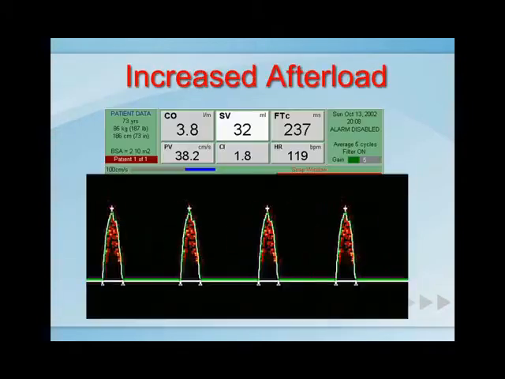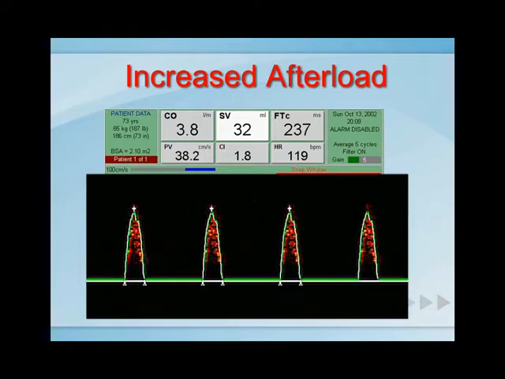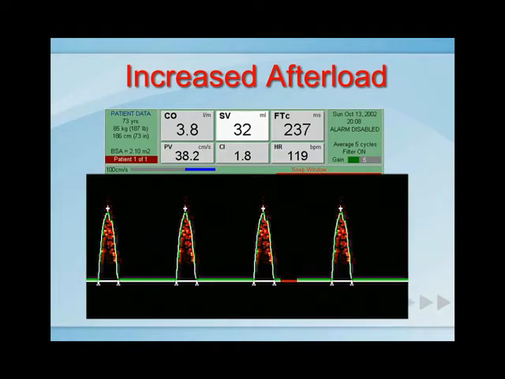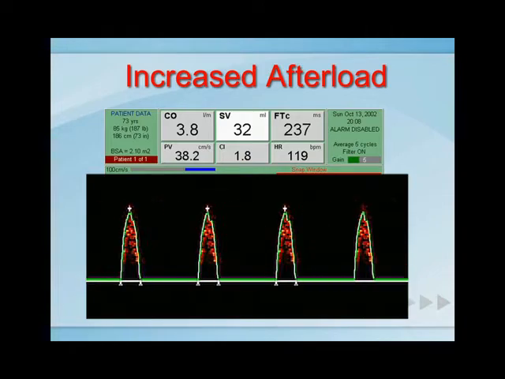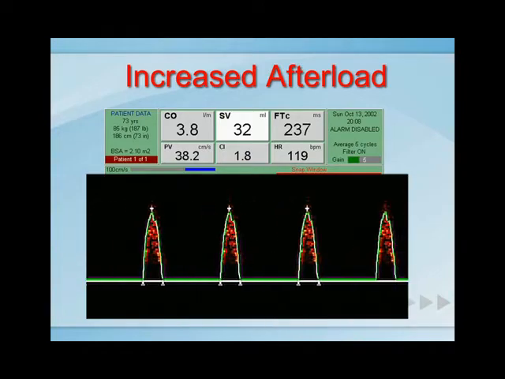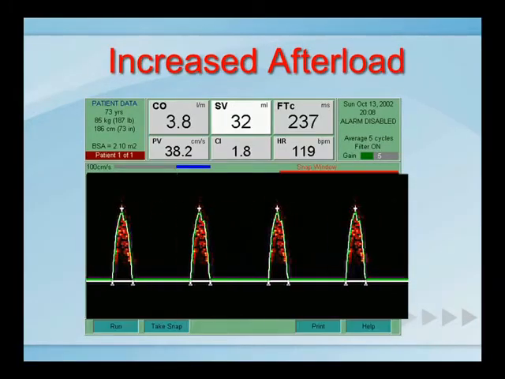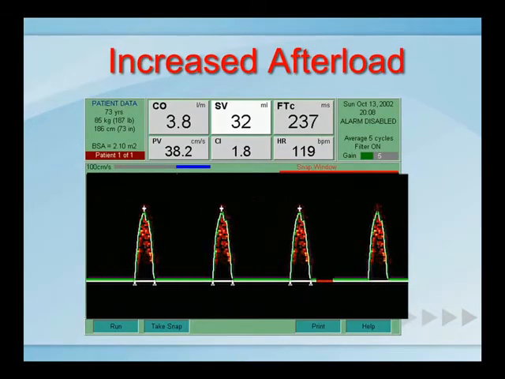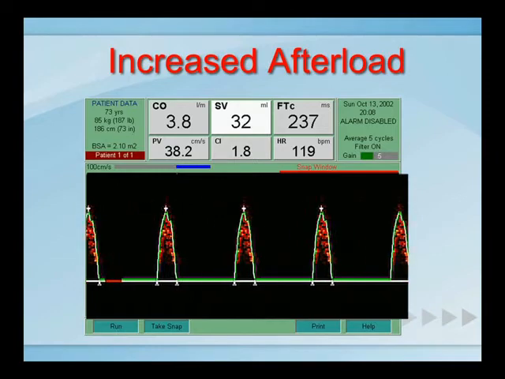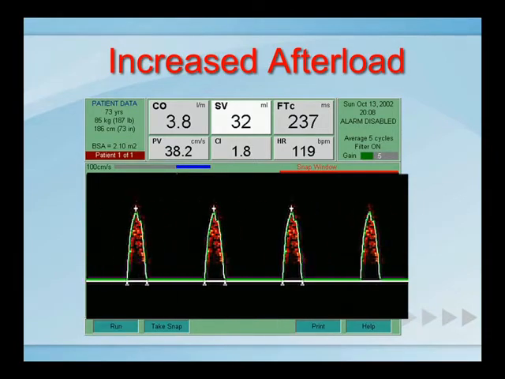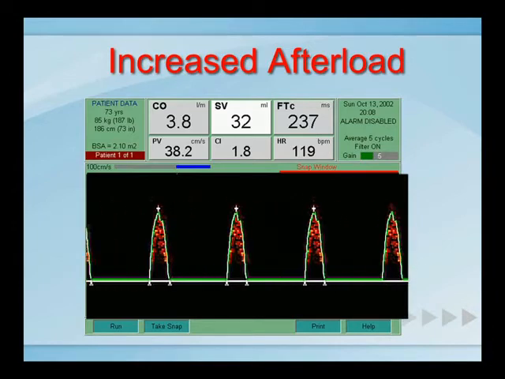This is an example of a patient with cardiogenic shock, low flow time corrected, and peak velocity showing a high afterload state. You can try a fluid bolus first. However, if that does not work, you can reduce the afterload with a vasodilating drug. Then you can try a fluid bolus again, remembering that a patient with cardiogenic shock has a very flat slope on the Starling curve.